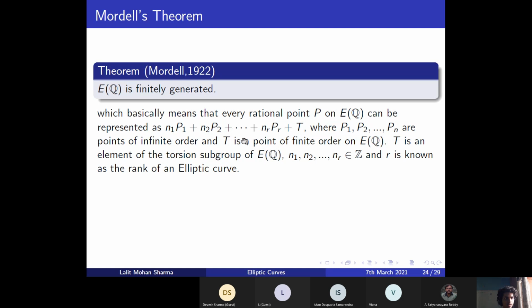And T is the point of finite order, an element of the torsion subgroup, and n1, n2 till nr are obviously elements of the integers, and r is known as the rank of the elliptic curve. So it turns out, as you can probably guess, that you need only two things to actually write every rational point, and that is the rank of the elliptic curve and the torsion of the elliptic curve.